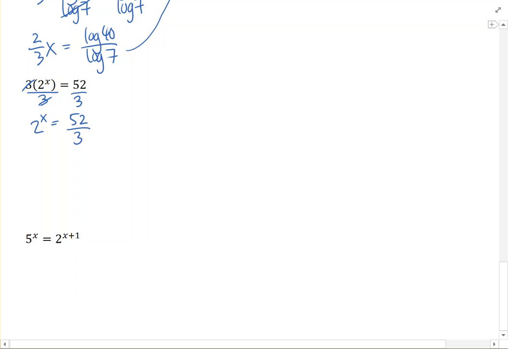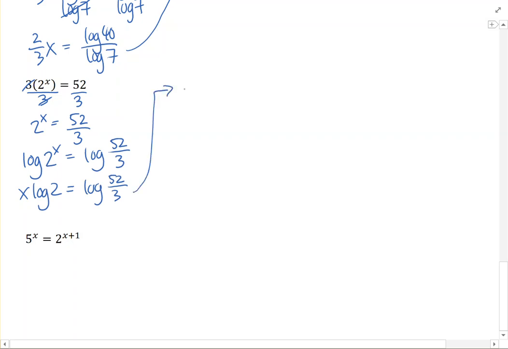Ooh, we can't just do this one in our head, so we'll need to bring out that log. So very similar to last time, log 2^x equals log 52/3. We're going to use the power law to bring that x to the front by itself, and then we have x log 2 equals log 52/3. We'll need to isolate that x by itself and divide both sides by log 2. Let's write that down here. That's gone. So we basically have x equals log 52/3 over log 2.